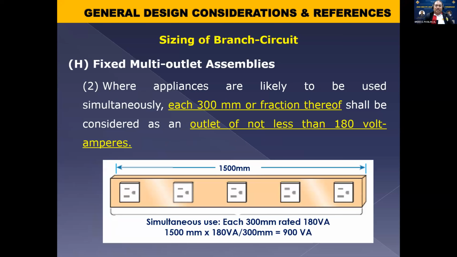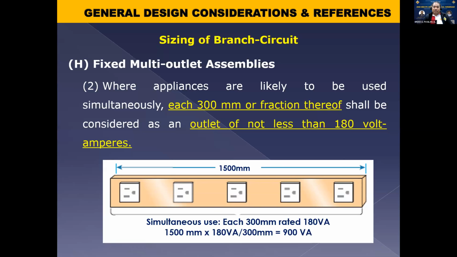But if it's considered as simultaneous use, makasabay lahat, then each 300 mm, or if it's arranged with a distance between outlets of 1 foot, so in the next foot may outlet ka na. So ang consideration niya, each 300 mm is rated at 180 volt amperes, no.